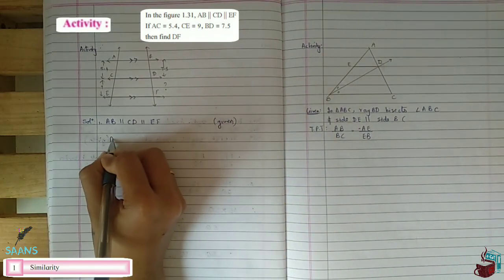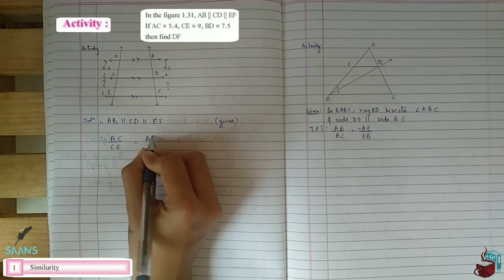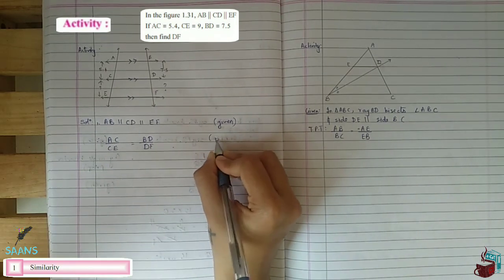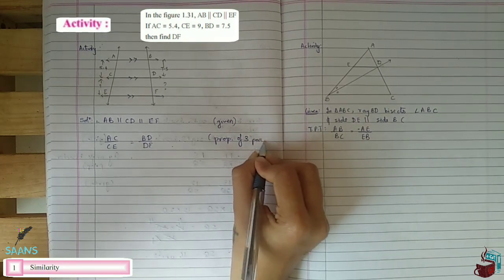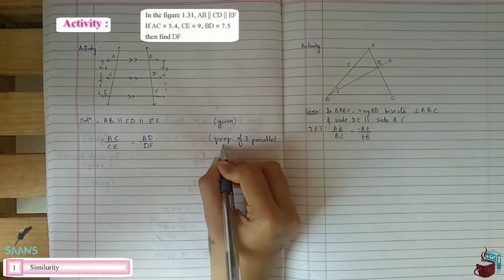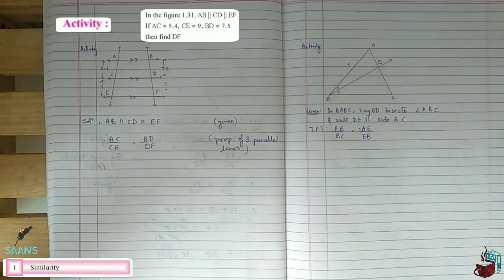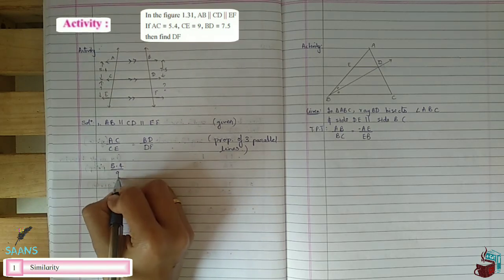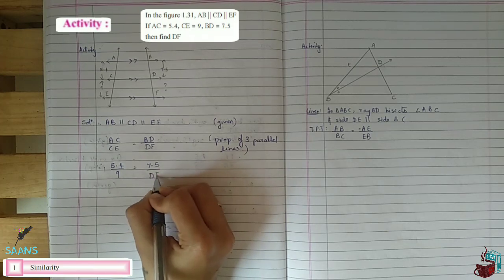Therefore, AC upon CE is equal to BD upon DF. What can you say? Property of three parallel lines. Okay, therefore substitute the values now. 5.4 upon 9 is equal to 7.5 upon DF.